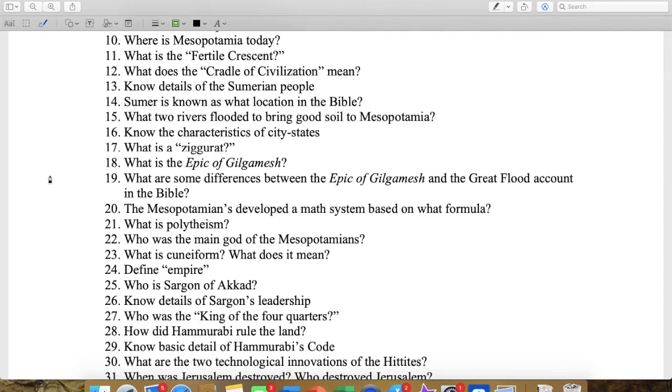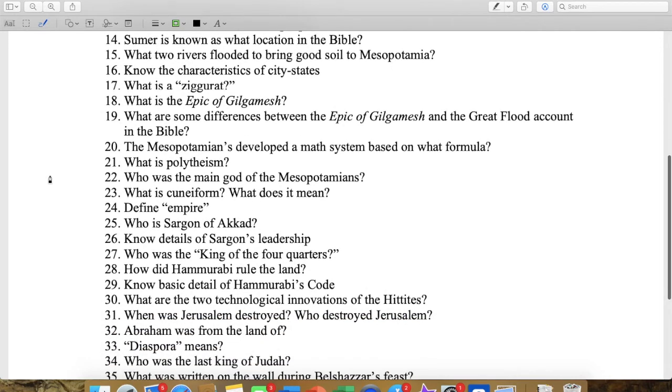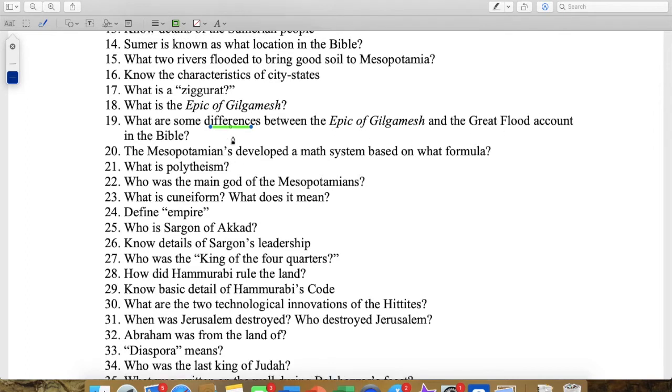What is a ziggurat? We looked at some pictures of that. What is the Epic of Gilgamesh? Okay, so you'll need to know that, and linked to that is question 19. What are some differences between the Epic of Gilgamesh and the Great Flood account? They're pretty obvious. If you know the story of the Great Flood in the Bible, you will definitely see the differences in the Epic of Gilgamesh. So it's not a very difficult question.